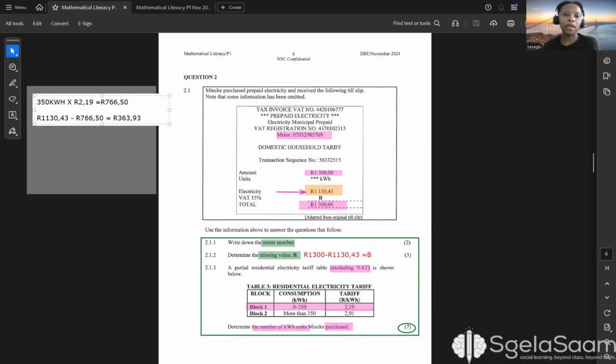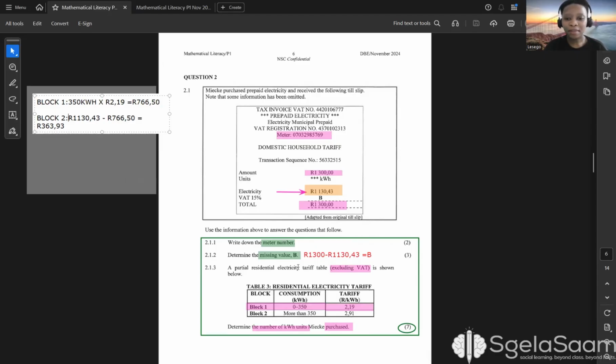363,93. Okay, so this is the amount that falls under block 2. So let's be mindful here. This is block 1 and this is block 2. Okay, so this is block 1 and this is block 2.